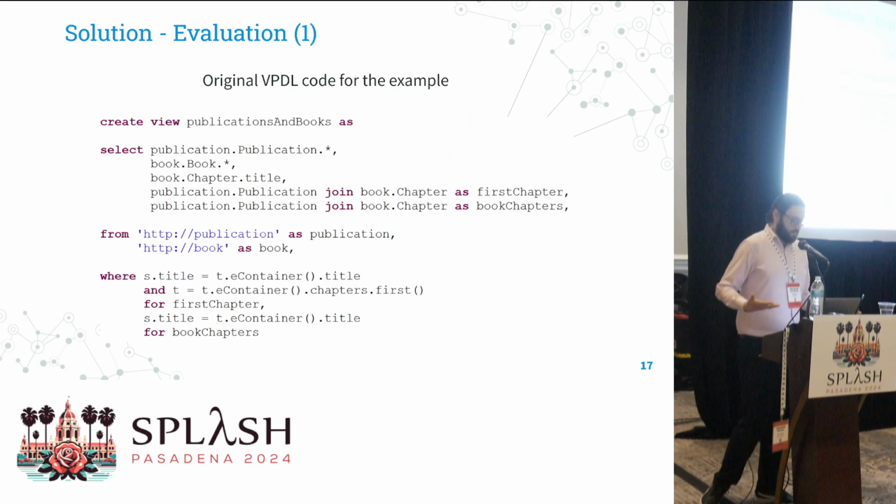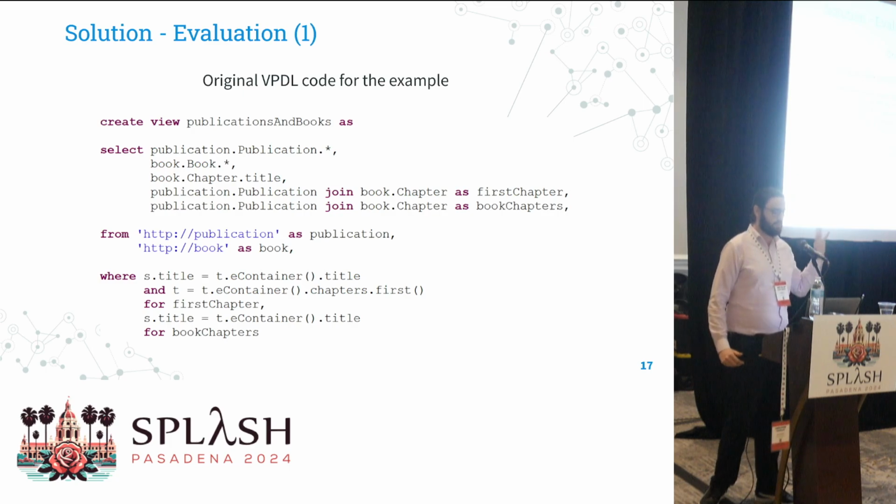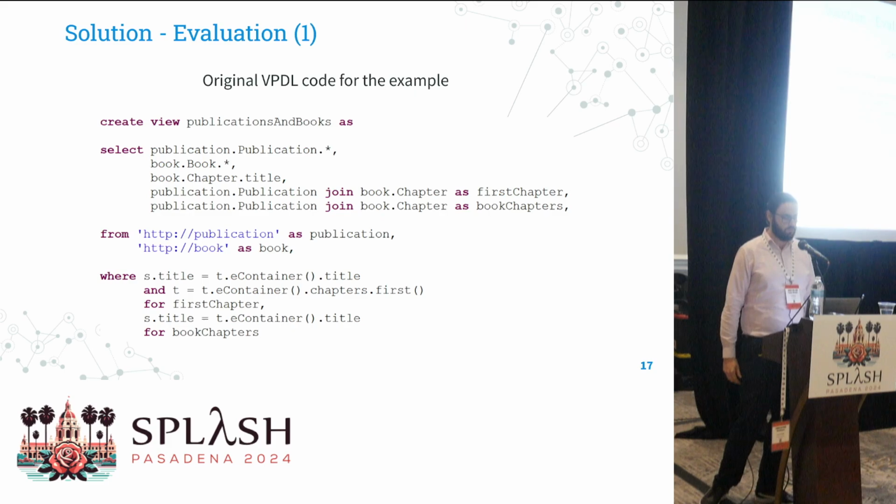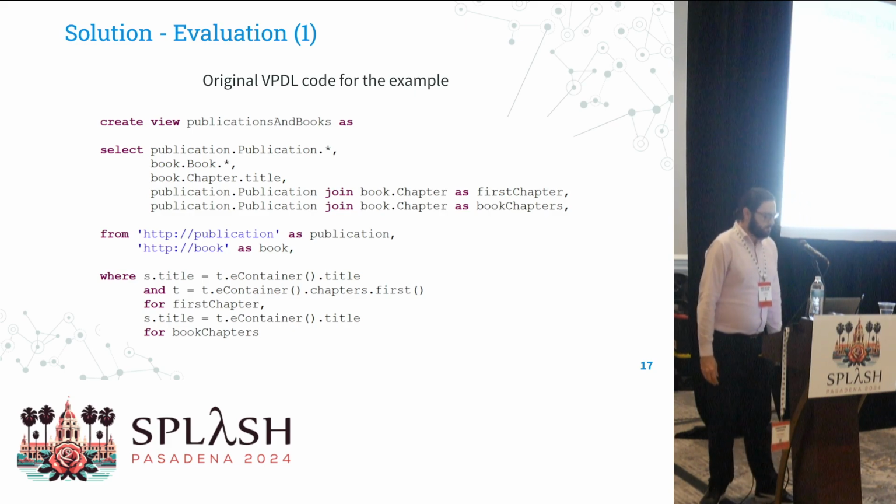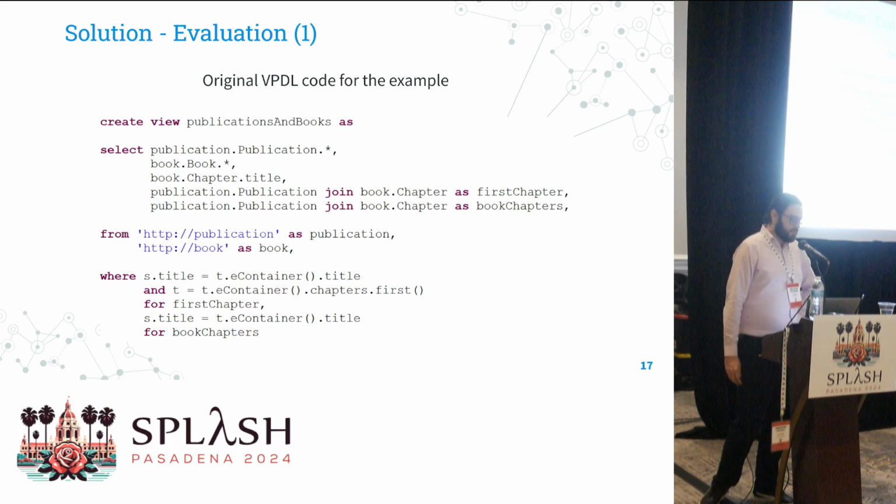So this is the VPDL code that we use as a reference. As you can see, that's slightly different from the previous one that I showed, because here I have 2 relations, but the idea is the same. We are still combining books and publications as I showed to you.